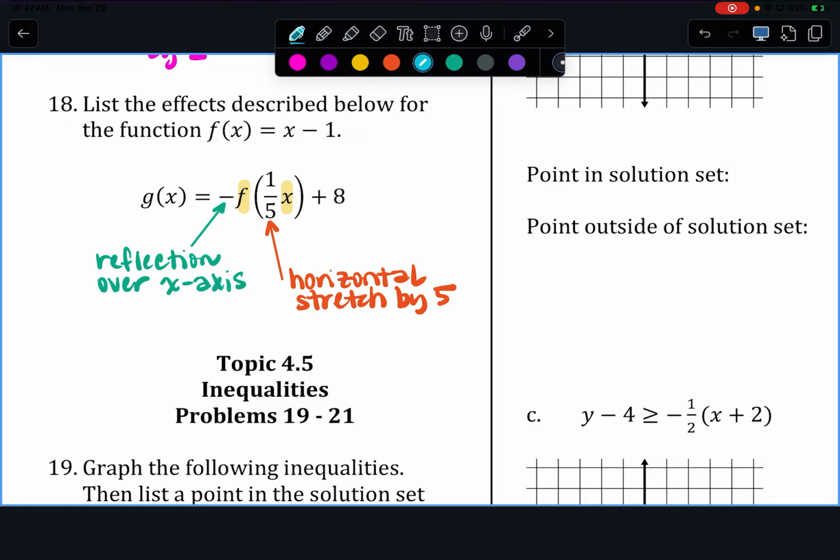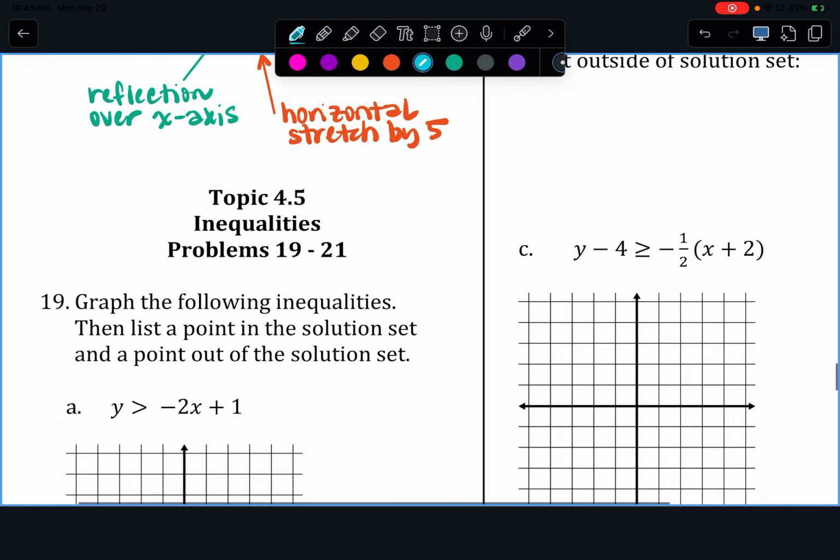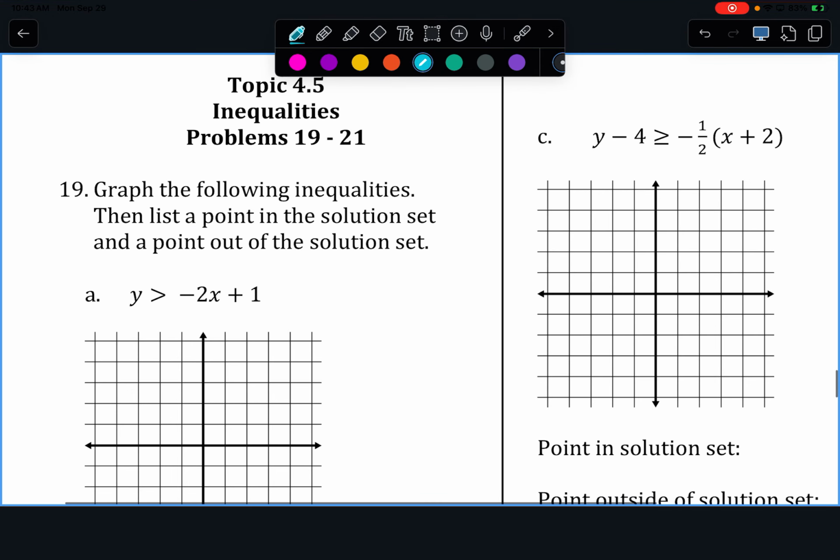Okay, and then lastly, we have this +8. He's on the outside, so he's affecting the y's or the vertical, and what you see is what you get. So this is a shift up of 8 units. All right, that's pretty much all you have to know from day 4. It's just your transformation rules. No work necessary there. All right, and then our very last topic was graphing inequalities.